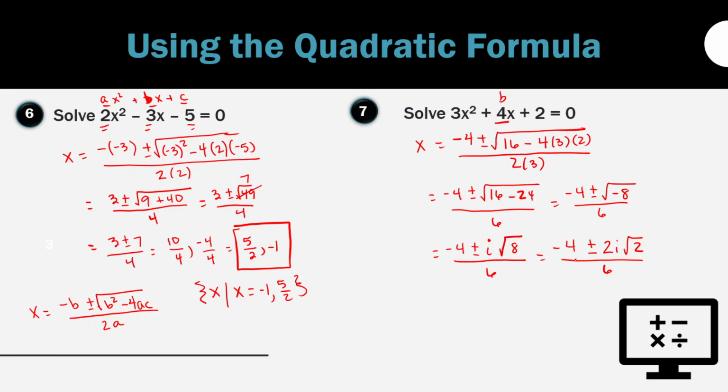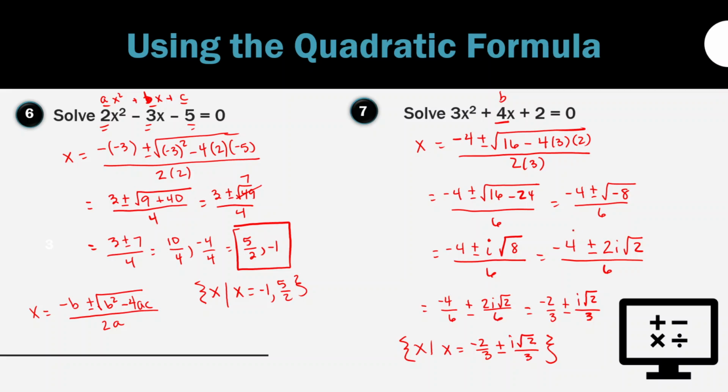And then if I want to reduce this, I'm going to go ahead and split it apart. So I'll have negative 4 over 6 plus or minus 2i square root of 2 over 6. This can then reduce. 4/6 reduces to a negative 2/3. 2/6 reduces to 1/3. And this is my answer. So x equals negative 2/3 plus or minus i square root of 2 over 3.